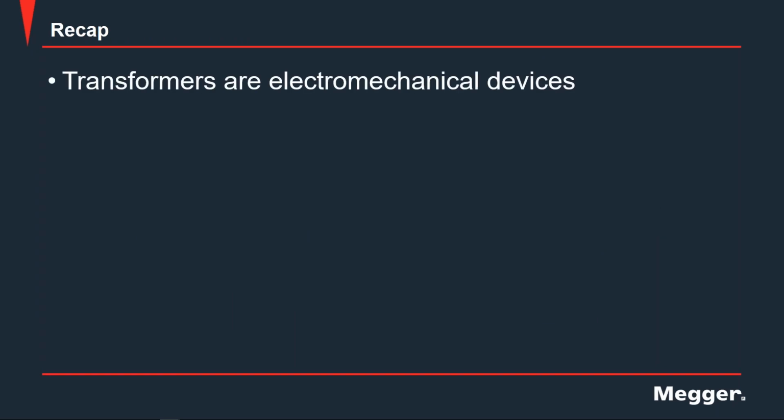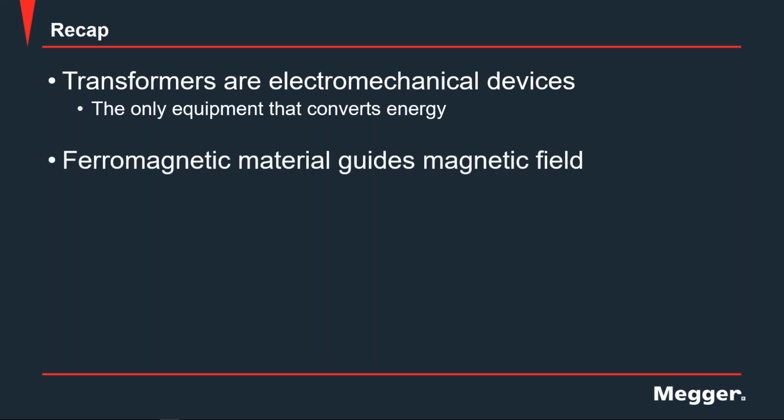So, a recap on what we talked about here today. Transformers are electrical mechanical devices. They're the only asset in your system that is going to convert electrical to magnetic and back to electrical energy, and that is the basis of why magnetization is important for you to understand. The ferromagnetic material will guide the majority of that magnetic field from one coil to the other, and that ferromagnetic material will remain magnetized when the field is removed.